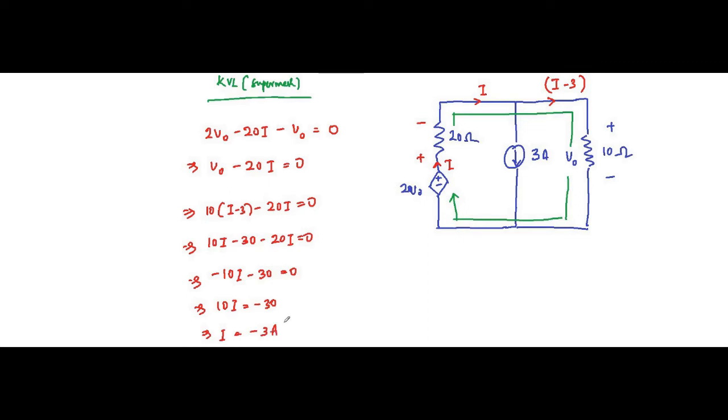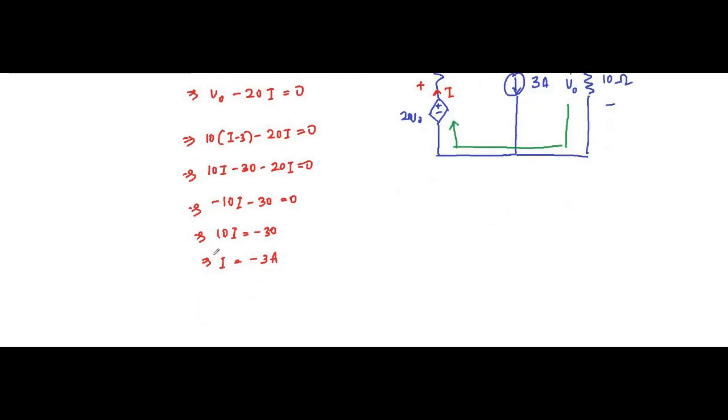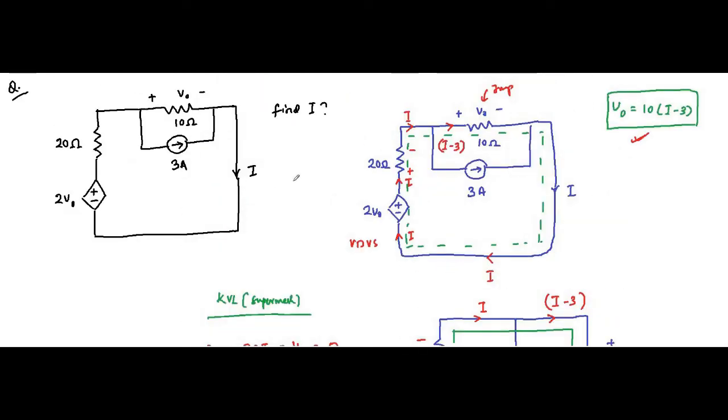So what this means, I is equal to minus 3 ampere, it means that the magnitude of this current that we had assumed in the question is right, 3 ampere, but the direction is actually wrong. So the actual direction of the current is like this, this is the actual direction, this is for minus 3 ampere.